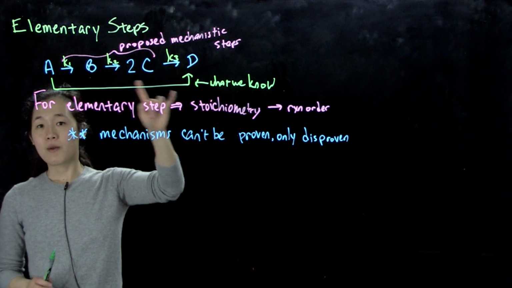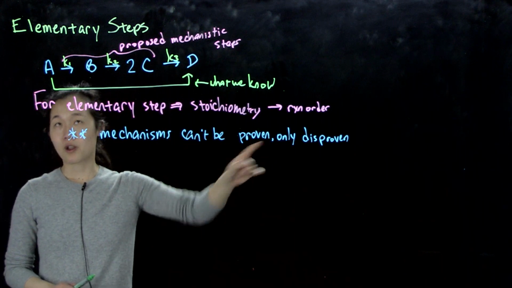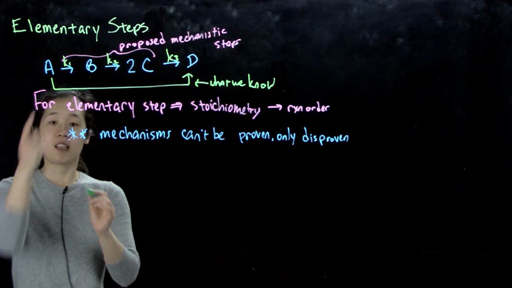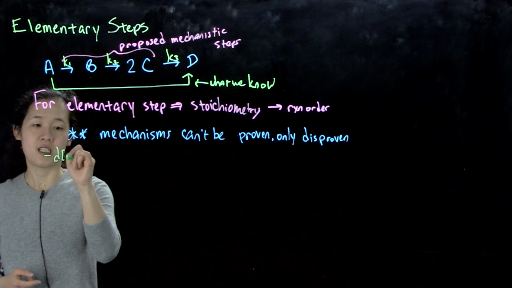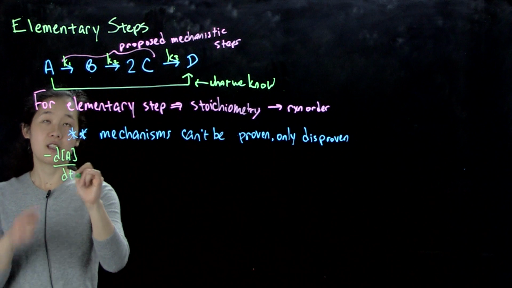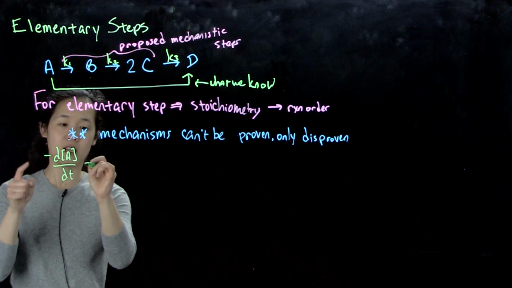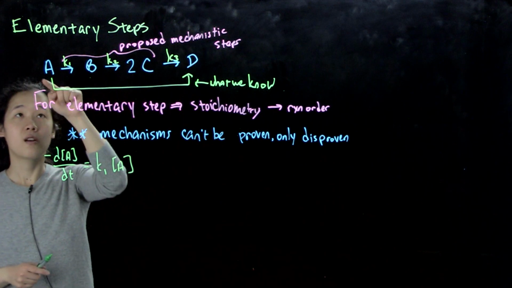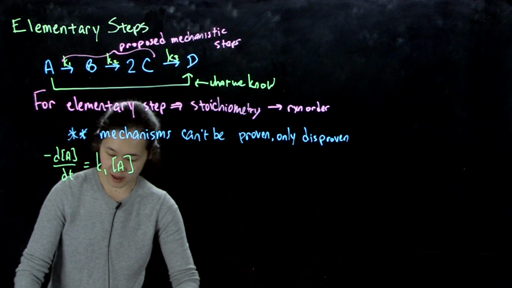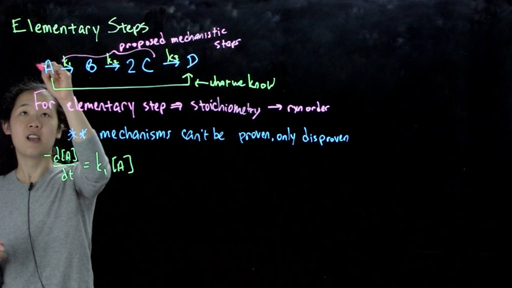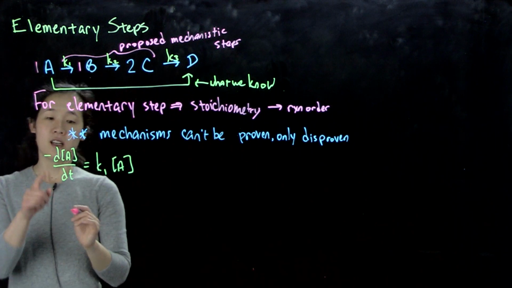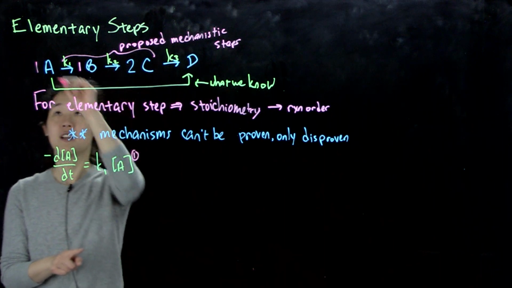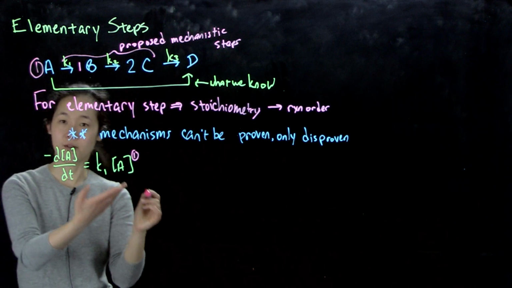So for these elementary steps, what I mean by stoichiometry determining reaction order is that for our first step here, negative dA/dt equals K1 times A. Because this coefficient is 1, A goes to 1 B, so negative dA/dt equals K1 A to the 1. That's why this is first order.